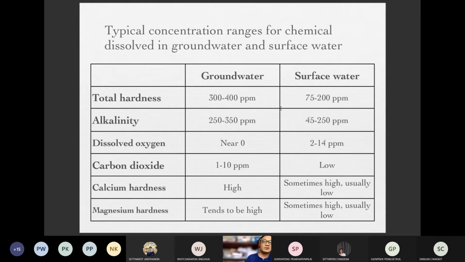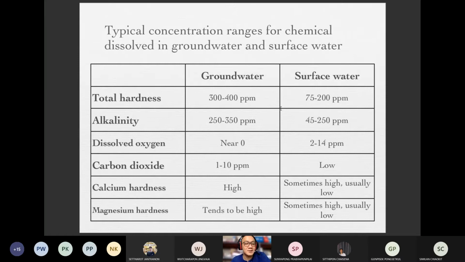Talking about water characteristics, this table shows the comparison between groundwater and surface water. What parameters are we interested in? The parameters that we are interested in are hardness, alkalinity, dissolved oxygen, and carbon dioxide. These parameters we will do in the labs this afternoon.